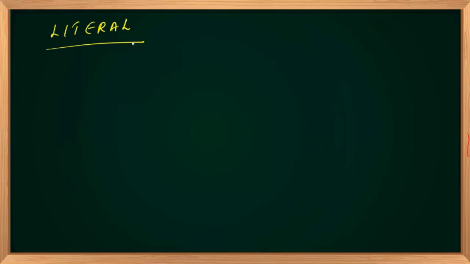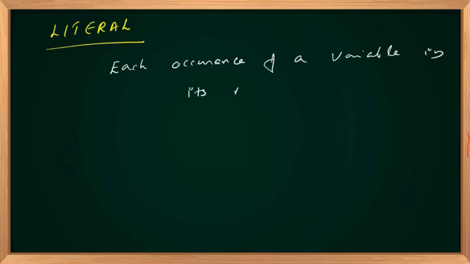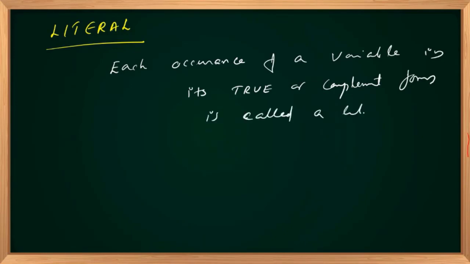So we should understand what a literal is. Let us take down the definition of a literal. A literal is defined as each occurrence of a variable in its true or complement form. Each occurrence of a variable in its true form or complement form is called a literal. Please note this word, each occurrence, right?